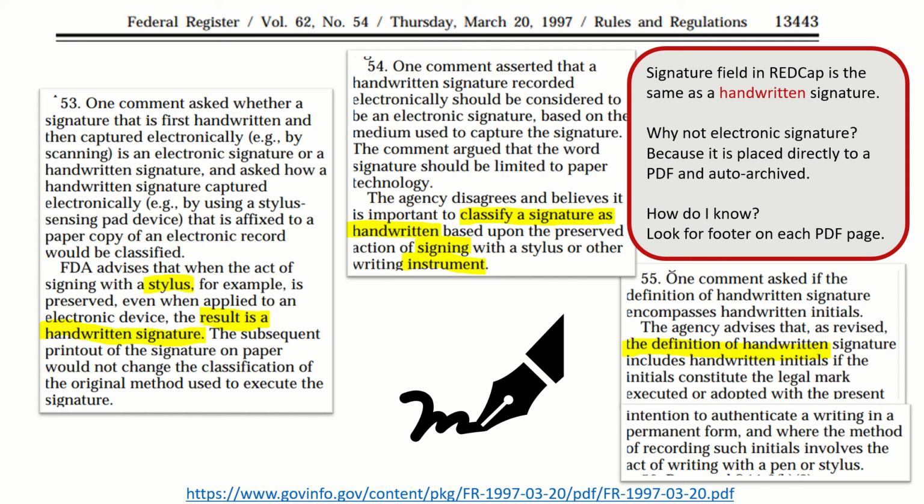And it's not considered an electronic signature because it's placed directly on the PDF and it's auto archived, and that PDF is a static form. So you might see a signature and you might even be able to delete data on a page in REDCap, but you can't delete that PDF form. You can't delete the signature on that form. You can't mess with it or change it. And that signature is what's called a scribble signature. So again, how do you know that what you are looking at is a true consent form? In the PDF, you look at the footer.